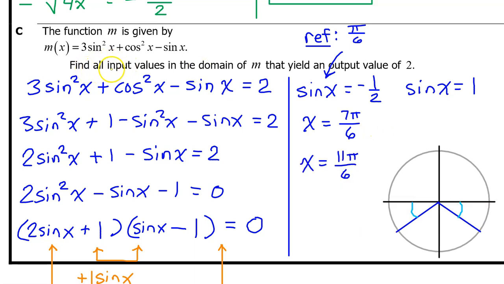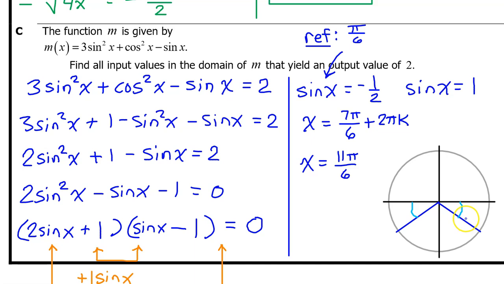However, we were told to find all input values in the domain of M that yield an output value of 2. M does not actually have any domain restrictions. So, we can get infinitely many solutions by taking any one solution and adding 2 pi to it, which would take us all the way around and back to where we started from. So, if we start with 7 pi over 6, we can get infinitely many solutions by adding 2 pi k, where k is any integer.